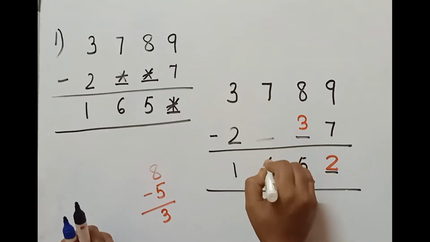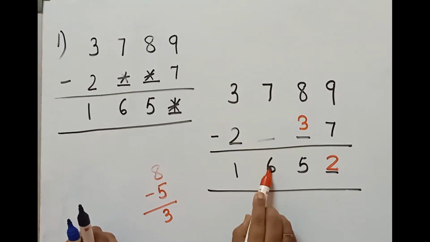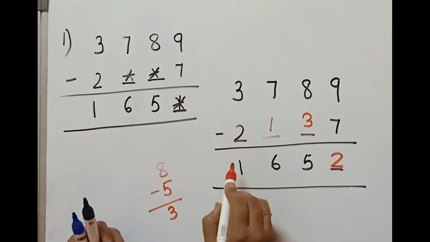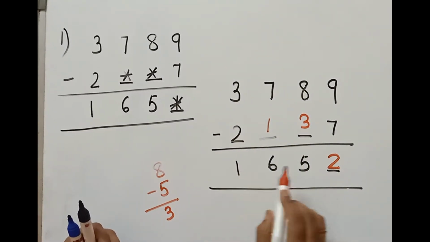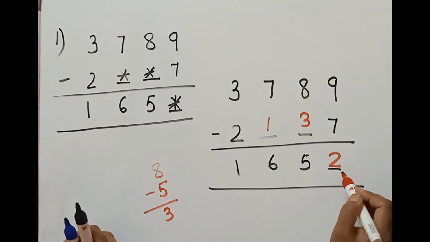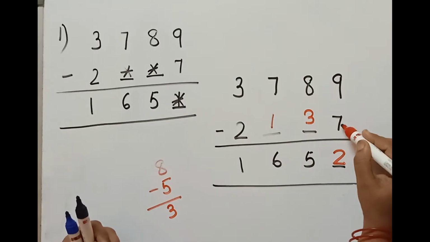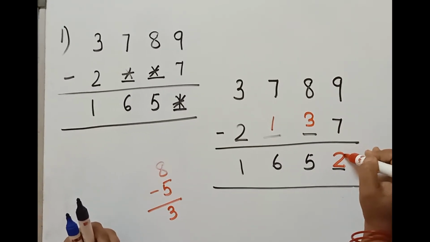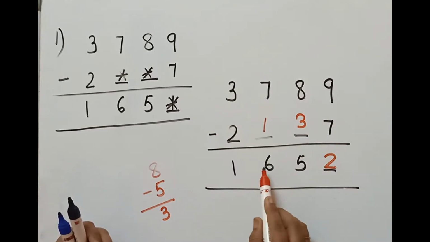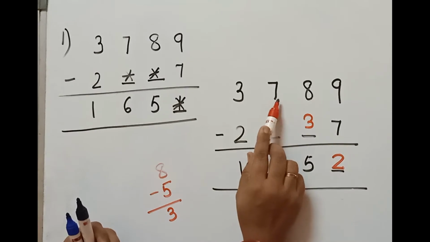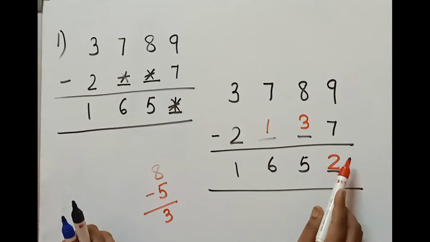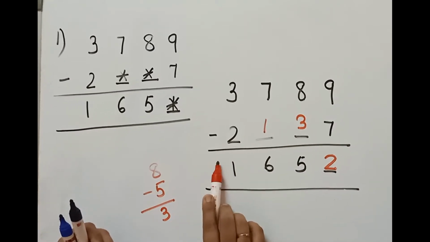Okay. Now here the same pattern. 7 minus 6, 1. 3 minus 2, 1. Now if I want to check whether I have done it correctly or not, what will I do? I have to add these two numbers. 7 plus 2, 9. 5 plus 3, 8. 6 plus 1, 7. 2 plus 1, 3. It means whatever subtraction I have done, this one is correct.